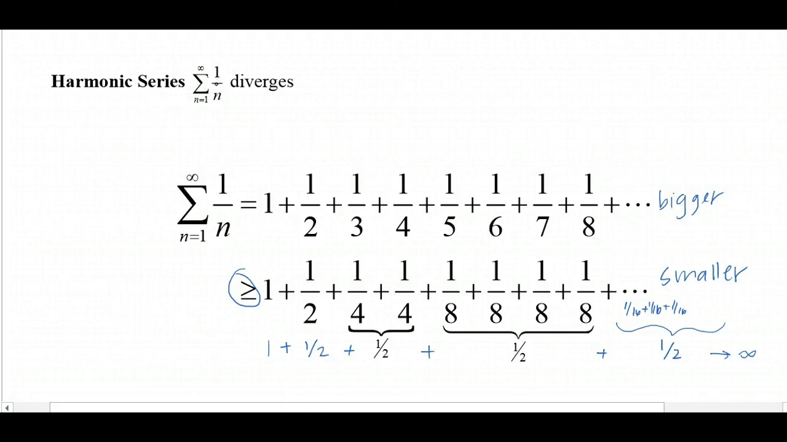So the limit as n goes to infinity of 1 over n is 0. Each of these terms individually, if I look at the sequence, is going to 0. They're getting smaller and getting closer to 0, but they're not going to 0 fast enough so that when I add them all together, I'm going to get a finite number. When I add them all together, I am going to get infinity.